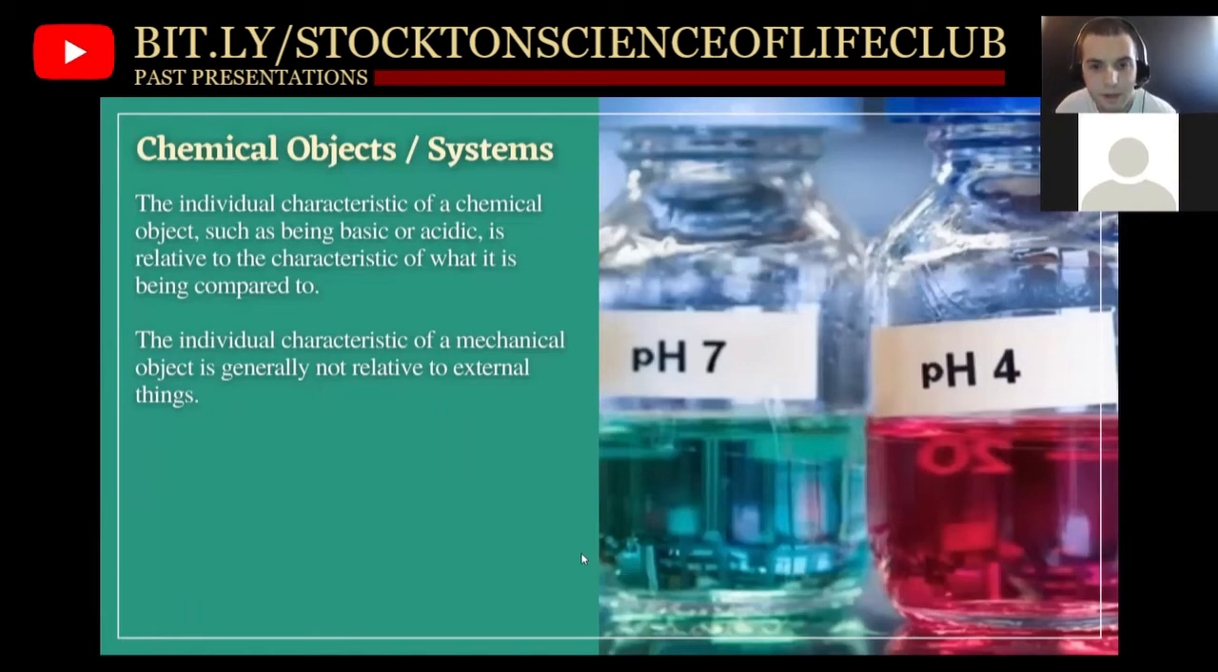So for instance, in this picture, we have some liquid that's pH 7 and some liquid that's pH 4. pH 4 is acidic when compared to pH 7, but when compared to a pH 1, pH 4 is actually basic. So the layer of identity as acidic or alkaline is relative. But with mechanical systems, again, it's purely external, and it's not relative to anything outside of it. It's just a static object.